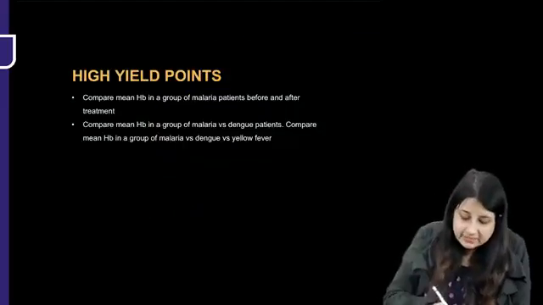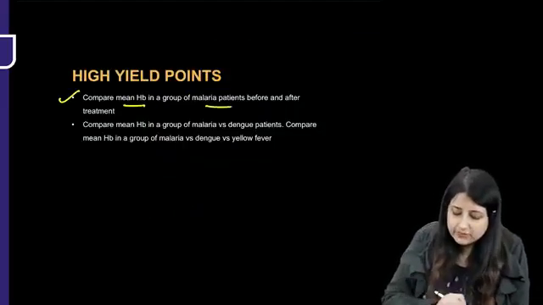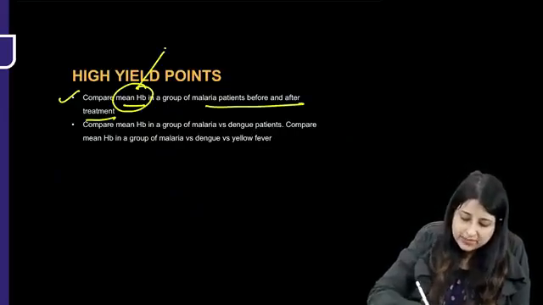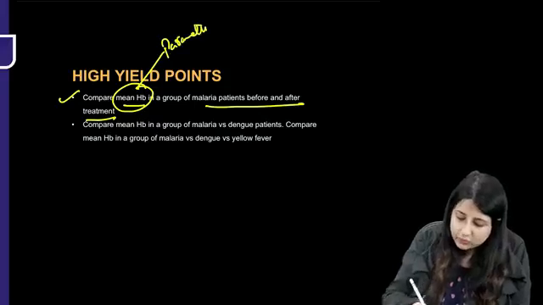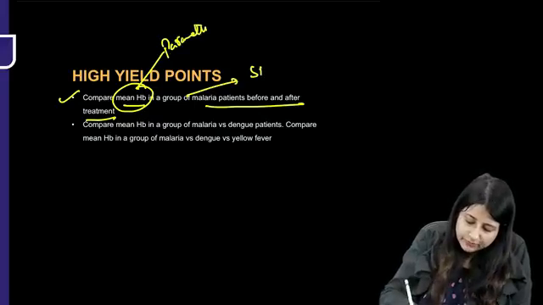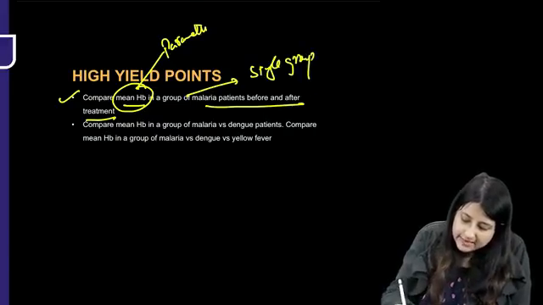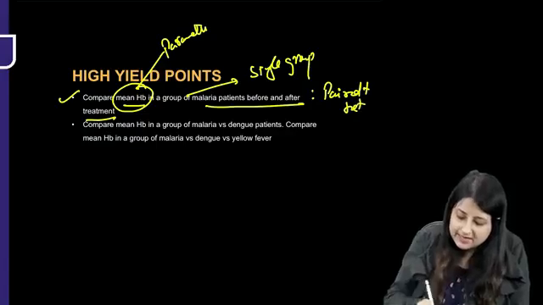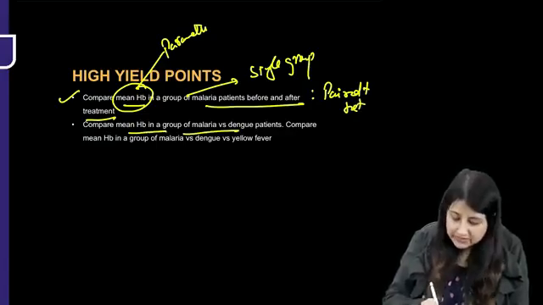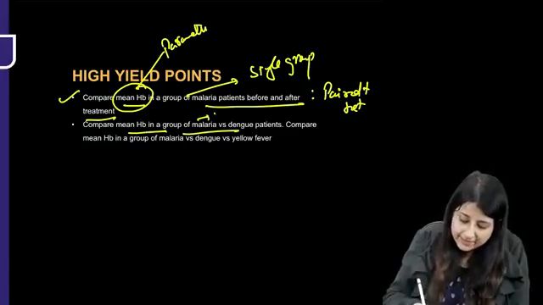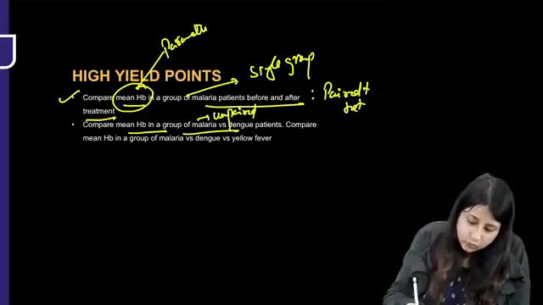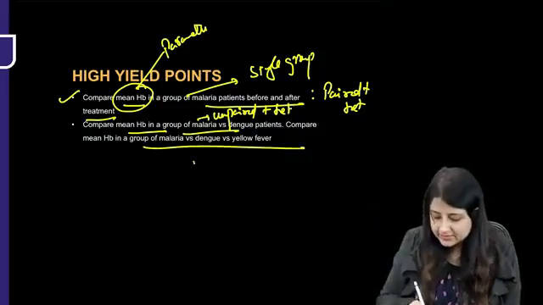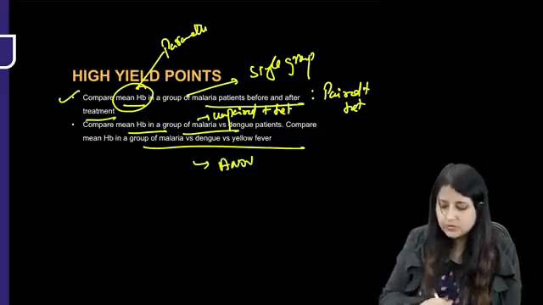Now see, suppose you have to compare mean hemoglobin in a group of malaria patients before and after treatment. So mean hemoglobin, you will use parametric, and it is a single group before and after. So what will you use? Paired t-test. But if you have to compare mean hemoglobin in a group of malaria, dengue, so mean hemoglobin is obviously quantitative, but two groups, so independent or unpaired t-test. So Student can be paired also, unpaired also. And in a group of malaria, dengue versus yellow fever, it is three groups, so ANOVA.